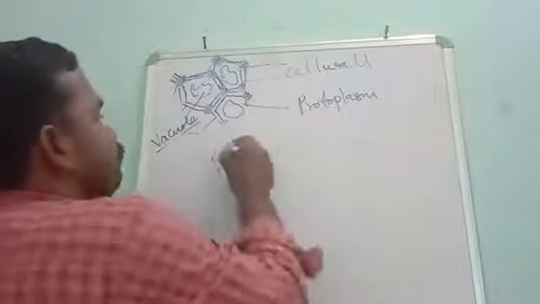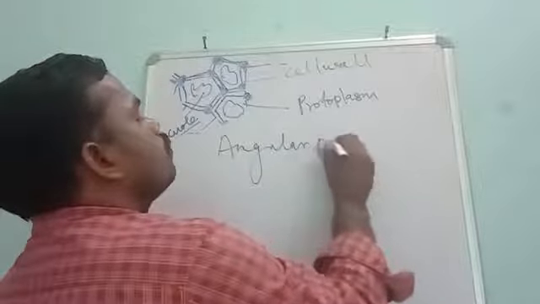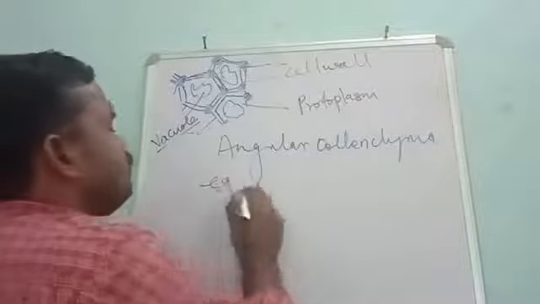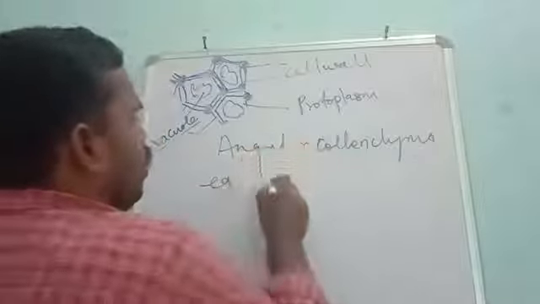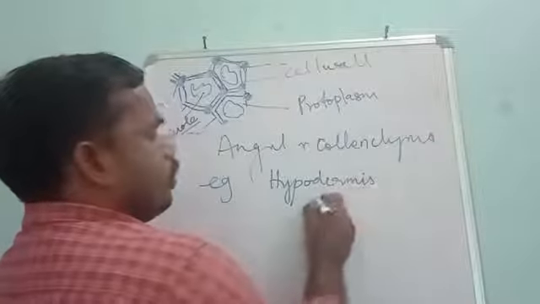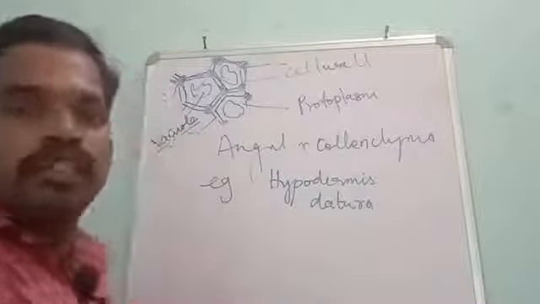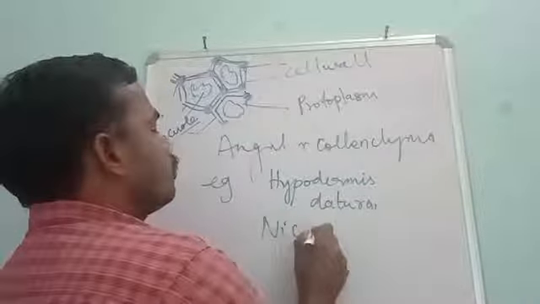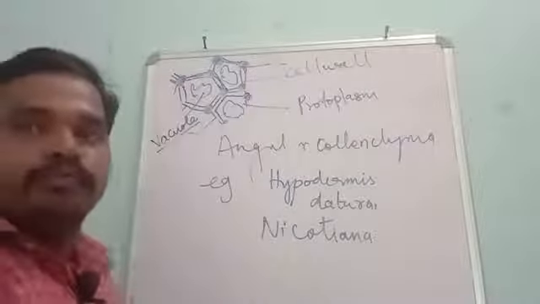Examples of angular collenchyma: you will find it in the hypodermis of datura, as well as in nicotiana.